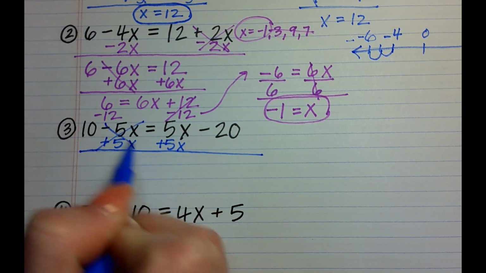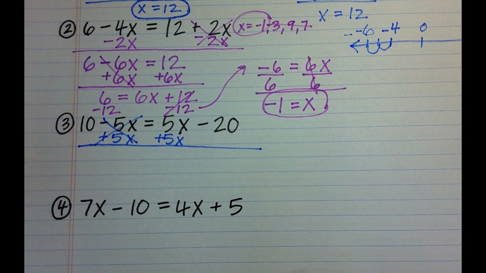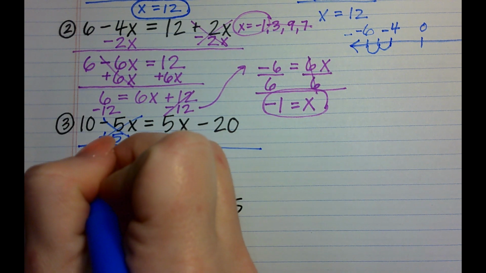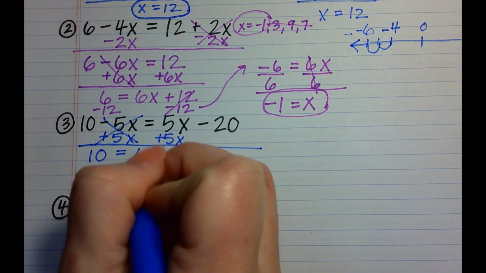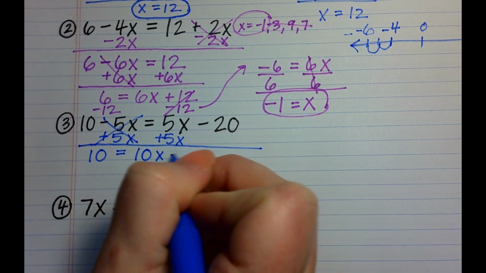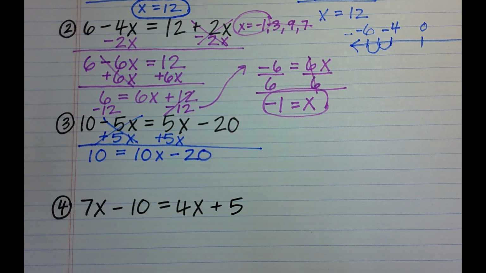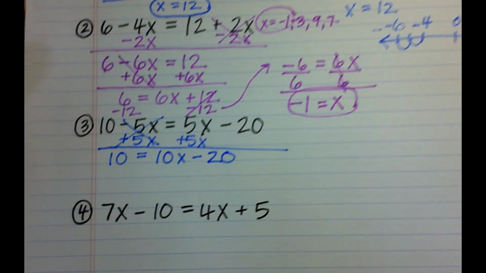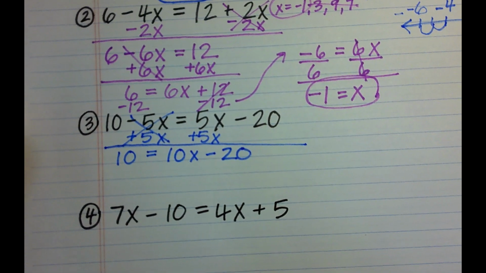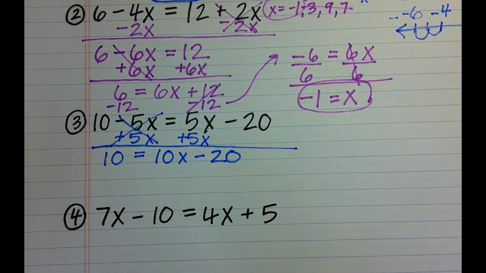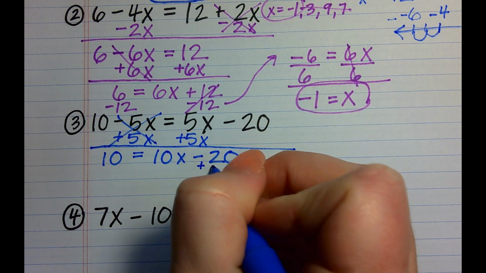Okay, so my 5x's will cancel. What happens next? Right. Good. So I have 10 equals 10x minus 20. You can add 20 on each side. Let's do it. Add 20 to each side.